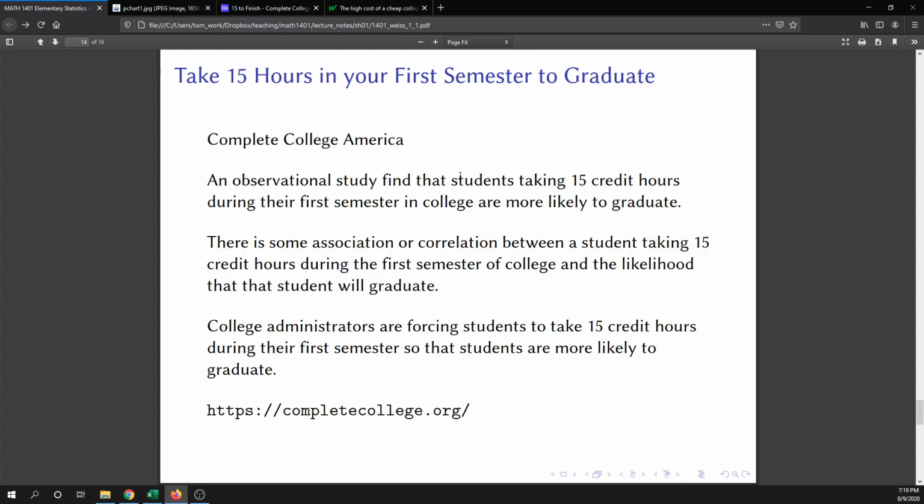So this first one, again, is correlation. There's some correlation between students who take 15 credit hours their first semester in college and those that graduate. The more likely somebody is to graduate. So there's some correlation there.